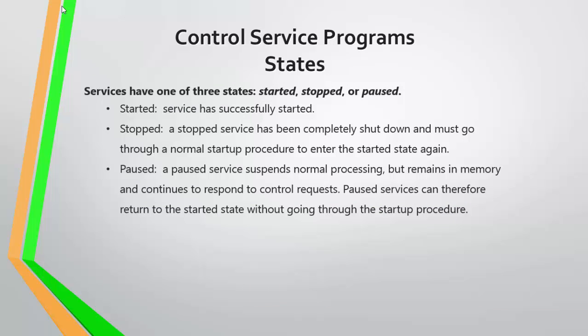Control Service Programs. States. Services have one of three states: start, stop, or pause. Start. Service has successfully started. Stopped. A stopped service has been completely shut down and must go through a normal startup procedure to enter the start state again. Paused. A paused service suspends normal processing but remains in memory and continues to respond to control requests. Paused services can therefore return to the start state without going through the startup procedure.